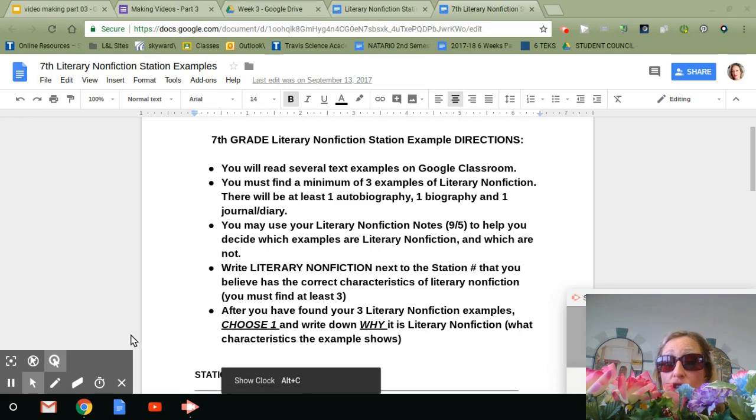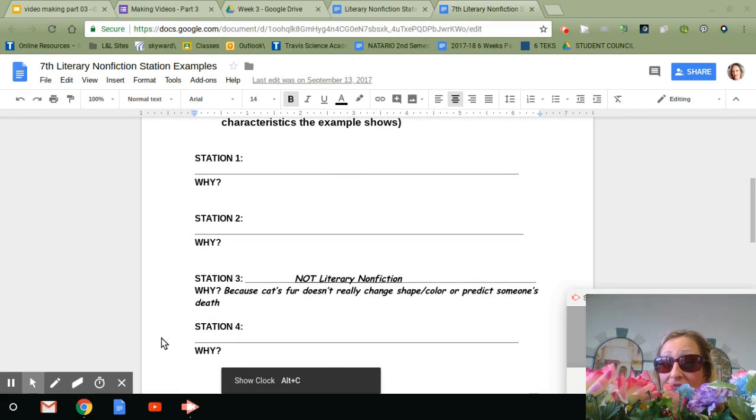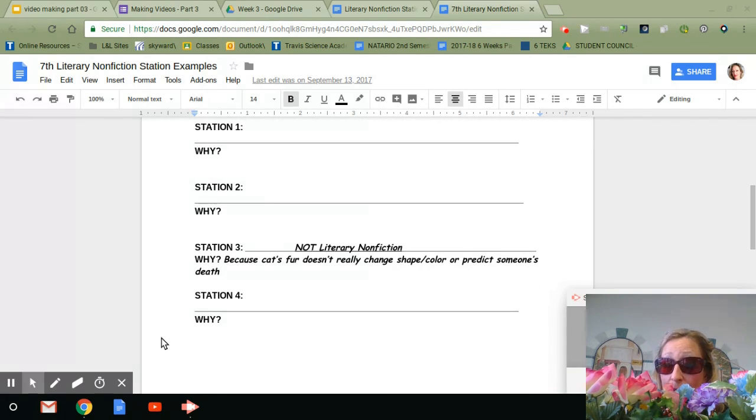So I want you to scroll down with me, and we're going to look at the example I already gave you. Station number 3 is definitely not literary nonfiction. And I had to give you a reason why. And it's because cat's fur doesn't really change shape or color or predict someone's death.